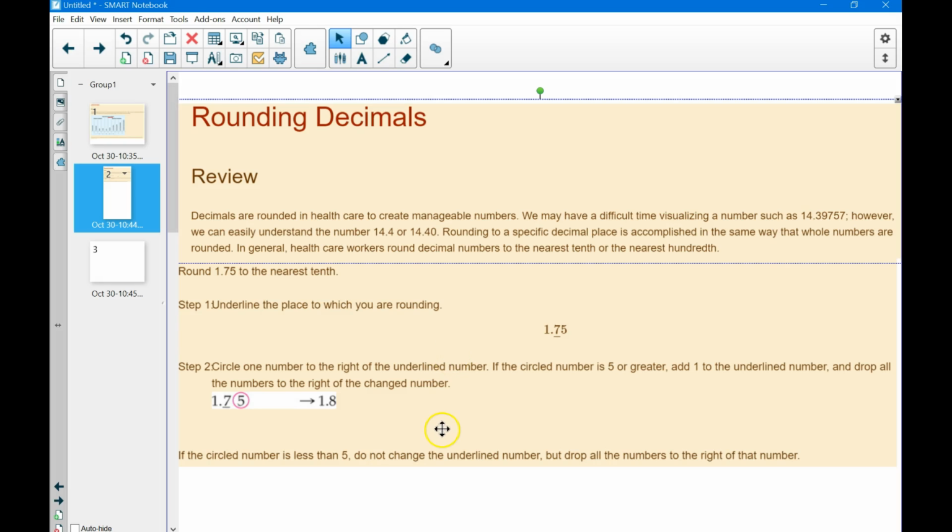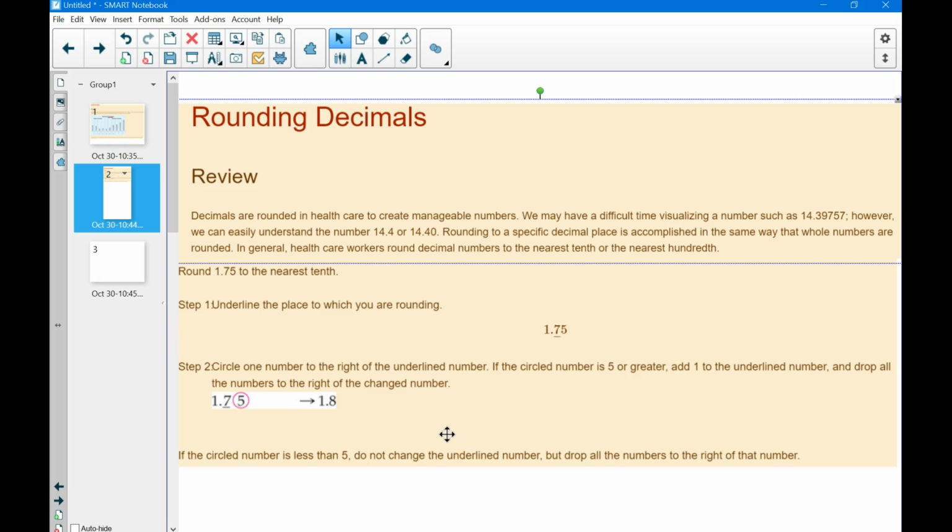Decimals are rounded in healthcare to create manageable numbers. We may have a difficult time visualizing a number that looks like 14.39757. However, it looks better if we just say 14.4. In this case, we're rounding to the nearest tenth. So how do we do rounding?